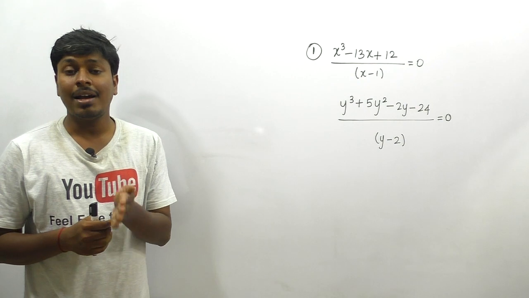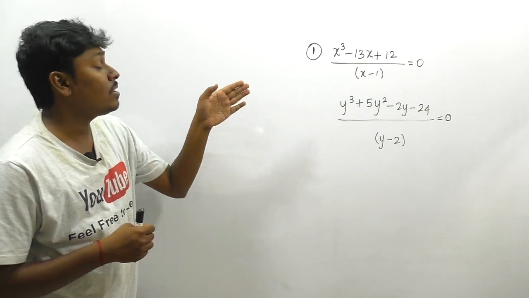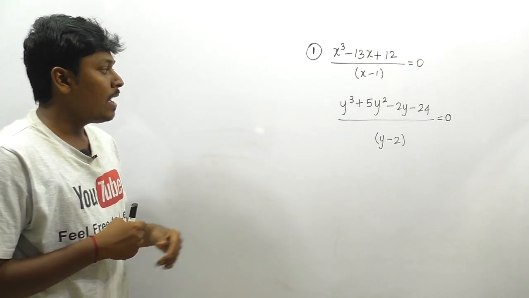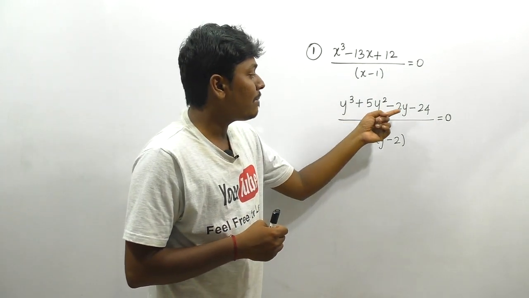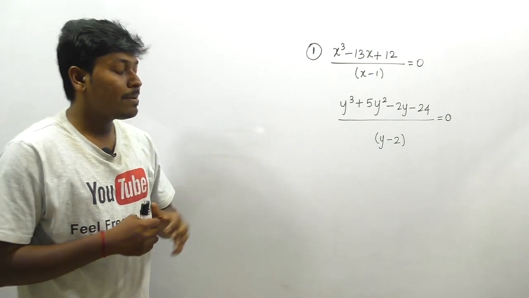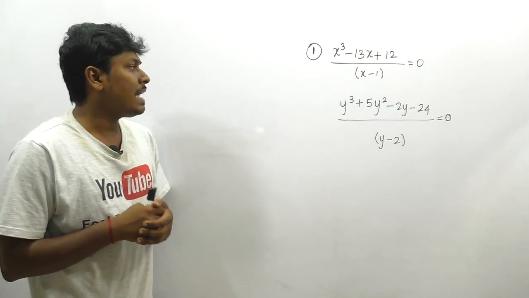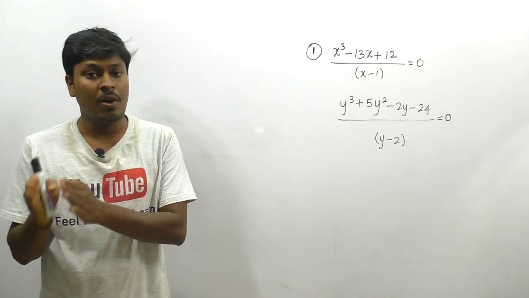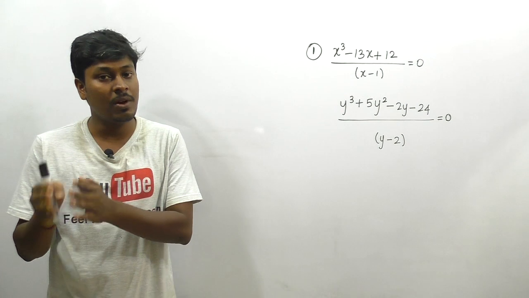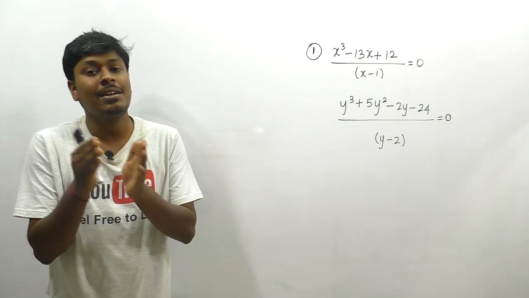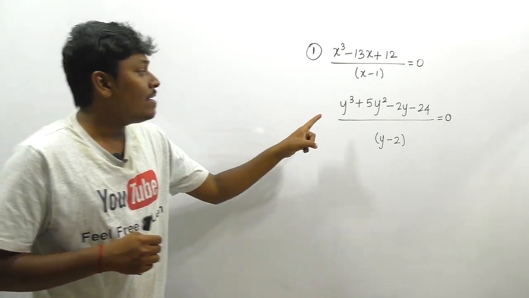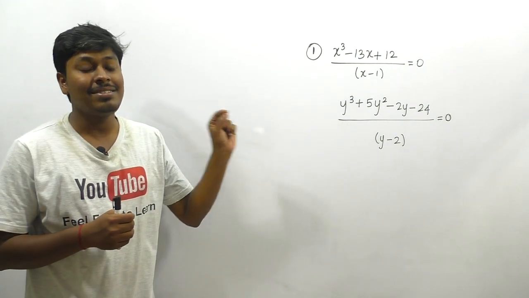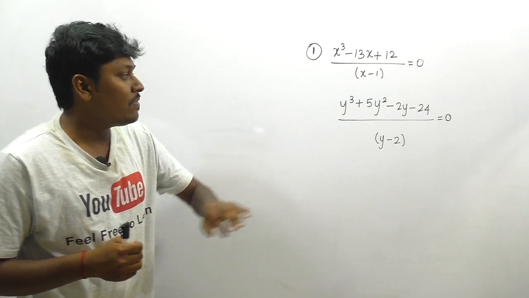But now in Bank of Baroda 2016, they have asked a question like this: x cube minus 13x plus 12 divided by x minus 1, and here it is y cube plus 5y square minus 2y minus 24 divided by y minus 2. So friends, listen carefully. If the equation has y square, y and a constant, or x square, x and a constant, this equation can be called a quadratic equation. But here the equation starts at y cube, so we can't say that this equation is quadratic.